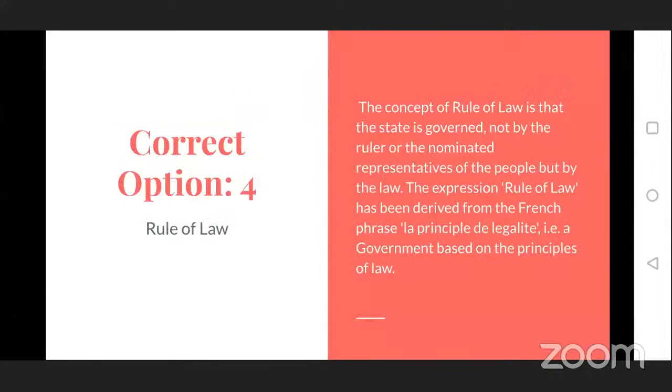We all know rule of law is derived from Article 14. So this is the explanation. You can just take a screenshot of it if you need this explanation for your further reference.